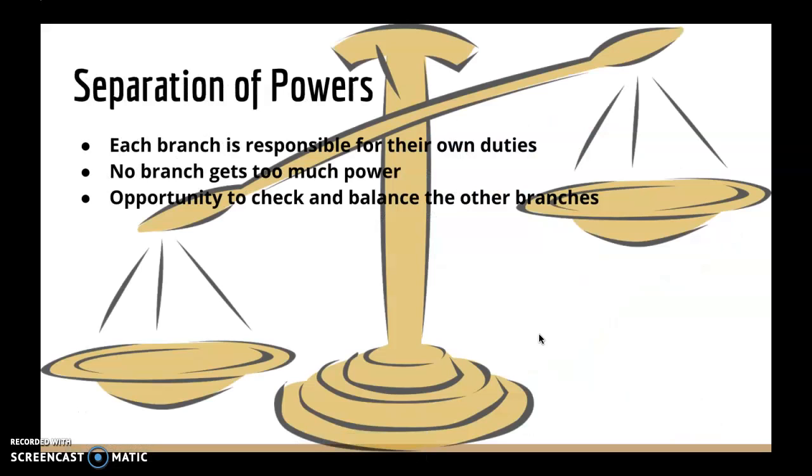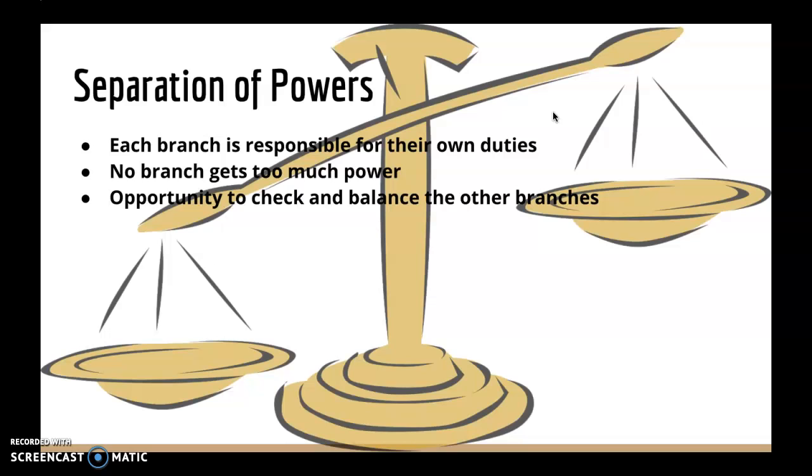So before we get into the legislative branch, we really need to think about this concept of separation of powers. So separation of powers is basically making sure that each branch is responsible for their own duties, making sure that the president is doing what the president does in the executive branch, making sure what the Supreme Court and the judicial branch is doing, and also making sure that no branch is getting too much power. And that is why I've included this picture of a scale back here. And it's making sure that each branch is checking and balancing the other branches.